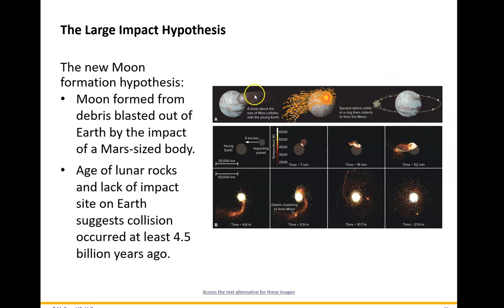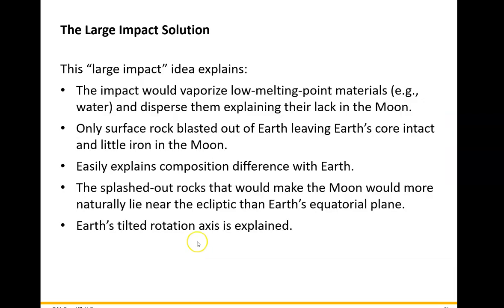It got too close and actually struck the Earth. Lots of things hit the Earth, but this impact was big enough to cause the moon to form. All right, and so that's the age of the lunar rocks, and the lack of an impact site on Earth suggests that this occurred not quite 4.5 billion years ago, but more than 4 billion years ago.